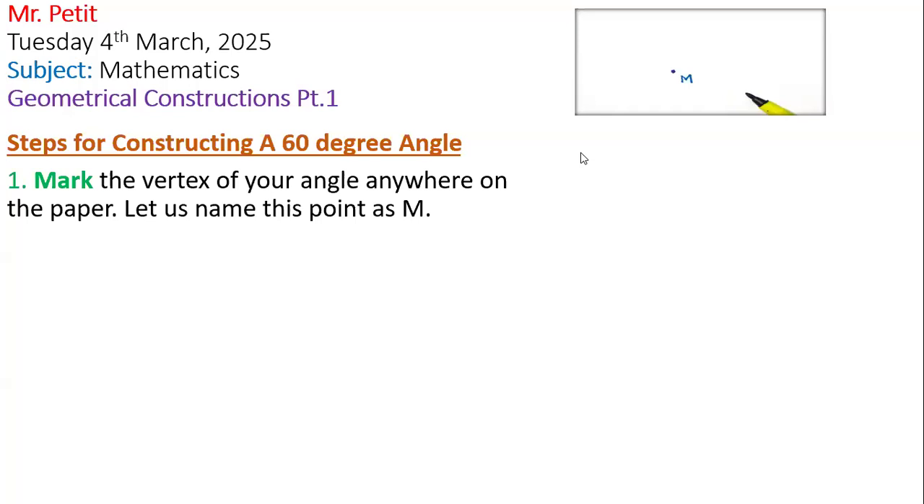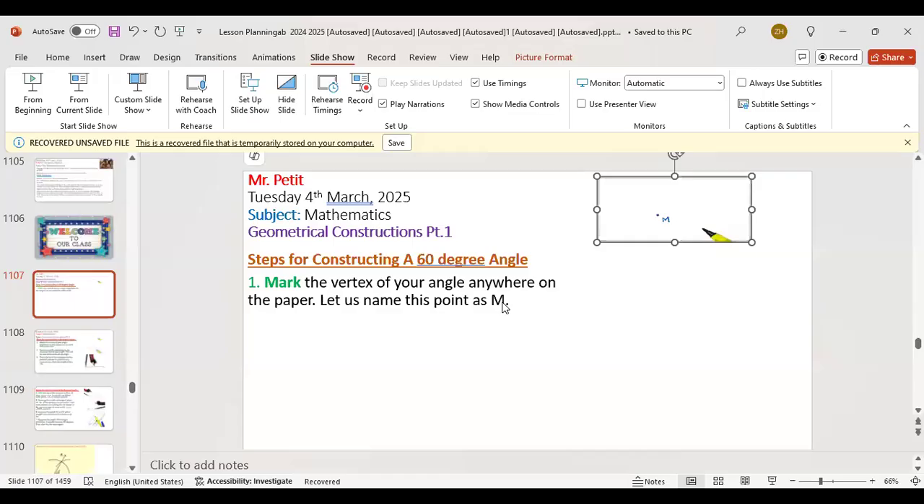Okay. And Y Smith, can you read the first step for me? Mark the vertex of your angle anywhere on the paper. Let us name this point as M. Very good. So we're going to call this point M.